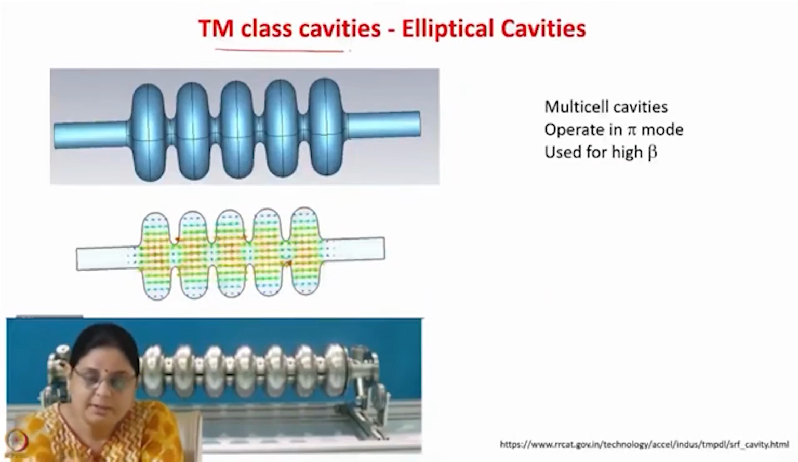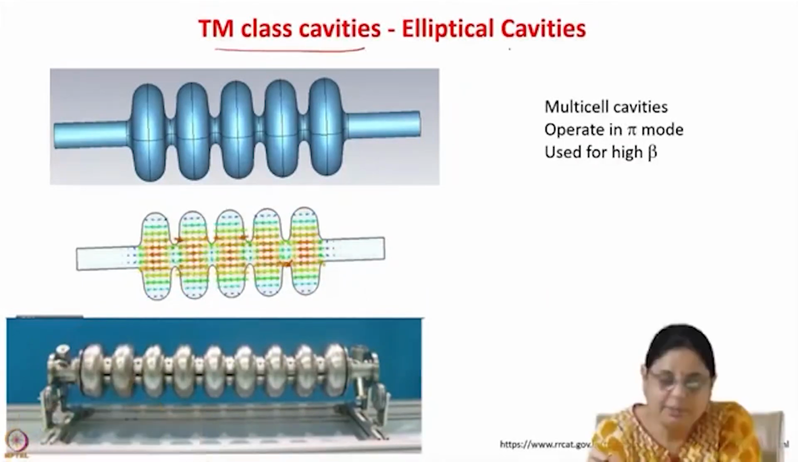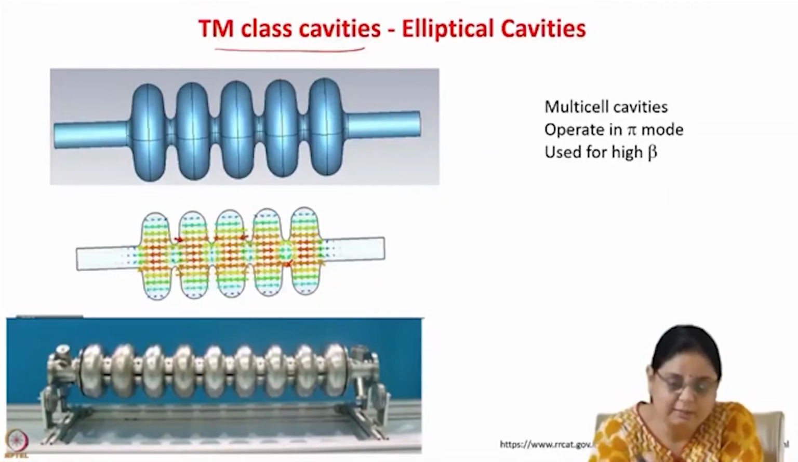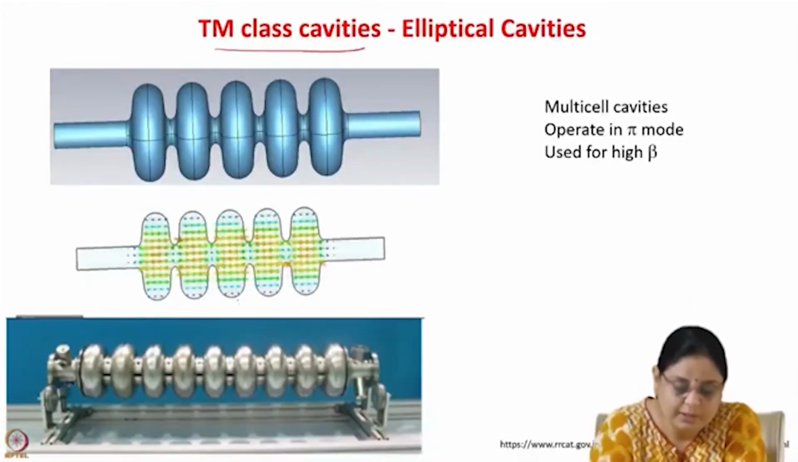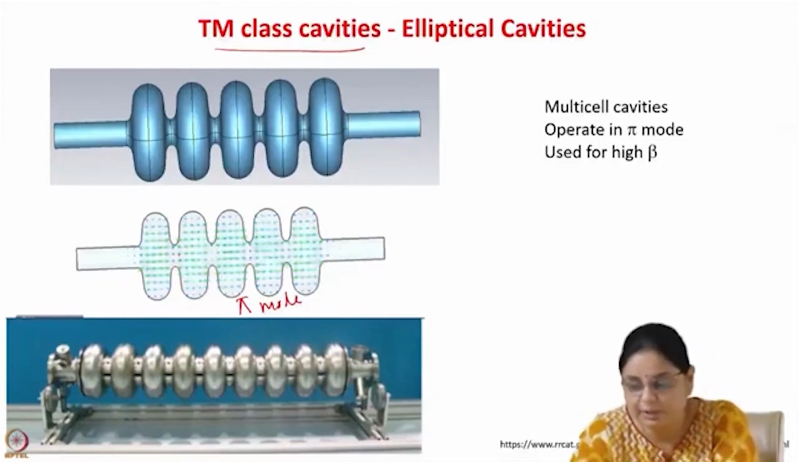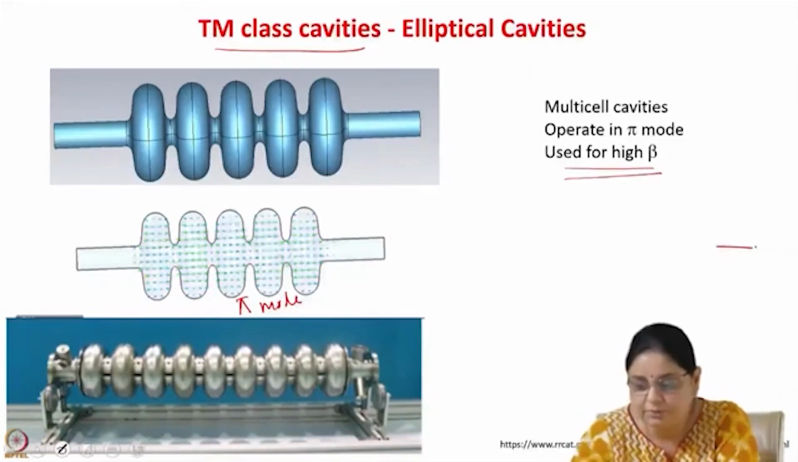Then TM class cavities. We've already seen multi-cell elliptical cavities. This is a 5-cell cavity. You can see that it operates in the pi mode, and the fields at any instant of time in adjacent cells are in the opposite direction. These are generally used for high beta applications.